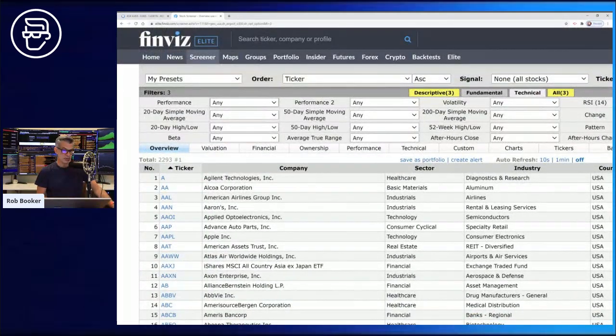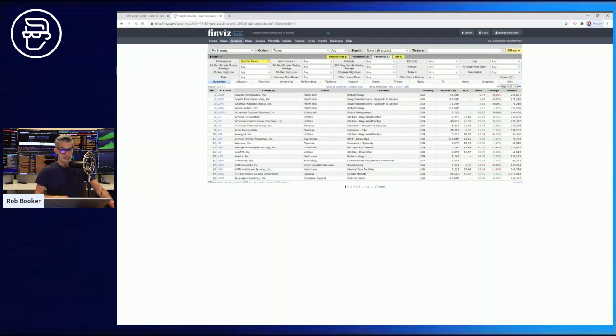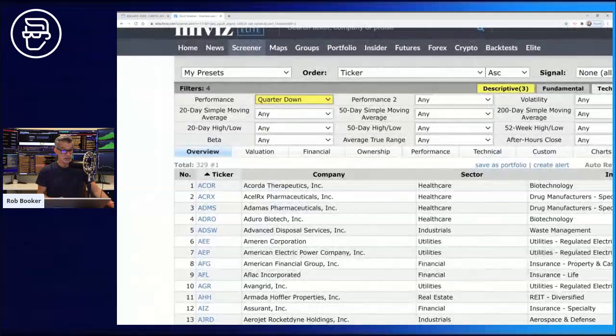What I want to look for, let's do a really simple screen. Let's look at stocks that are down for the quarter. That takes it to 329 stocks. Now we've really narrowed down the universe. As of the time of making this video, it's been a great quarter for stocks. Stocks have been doing really, really well. So it's been a great quarter.